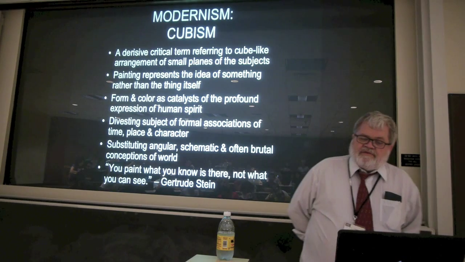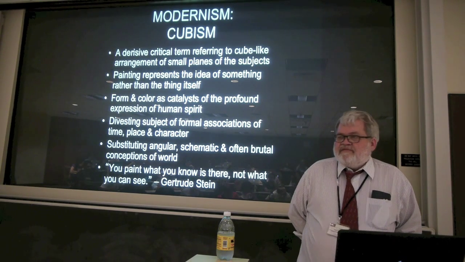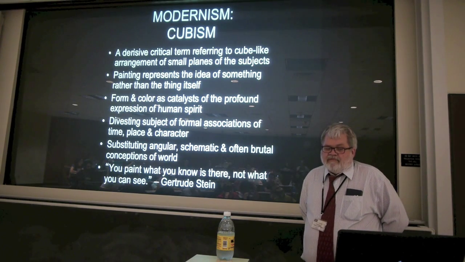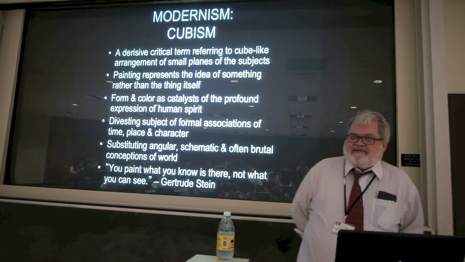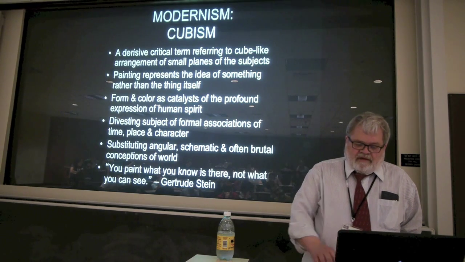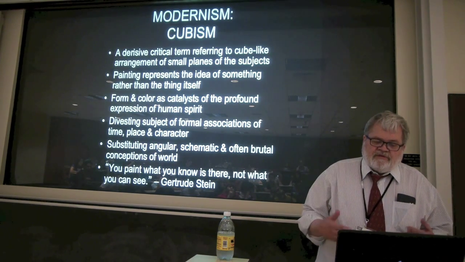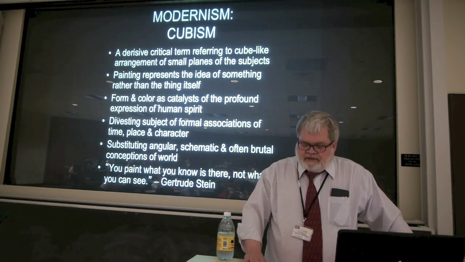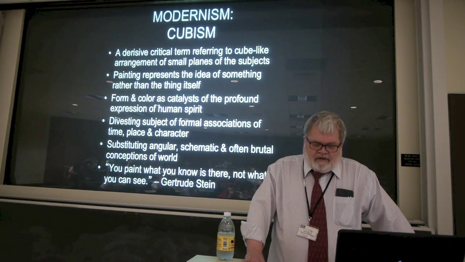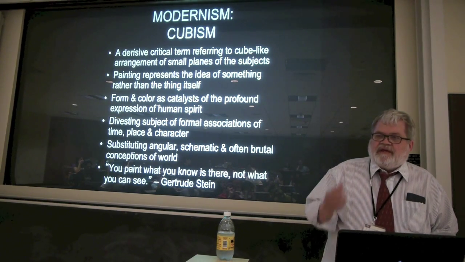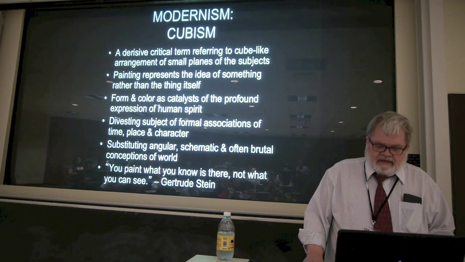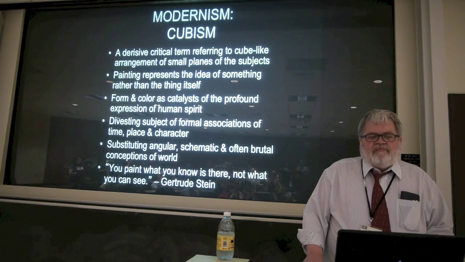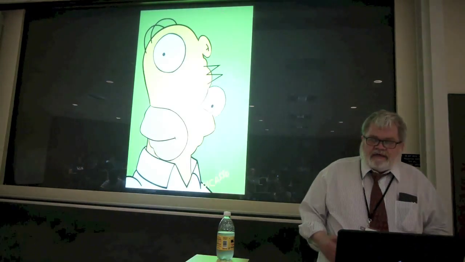You could begin to do something so that painting represented an idea of something rather than the thing itself. What Gertrude Stein said about it: you paint what you know is there, not what you can see. It relied upon your intelligence, your reaction to that world, and everything became very angular, very schematic, often brutal in depiction and deception. Above all else, it was not a literal interpretation. It relied on your vision of what the world was going to be like. I can talk about that at great length, but let me show you a modern example so you get a sense of what that's like.